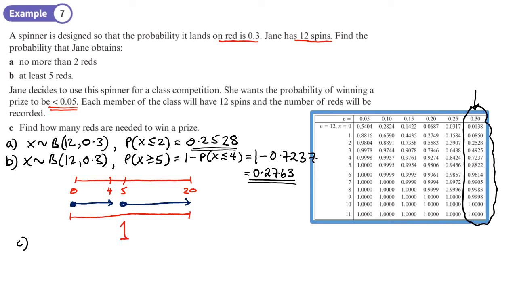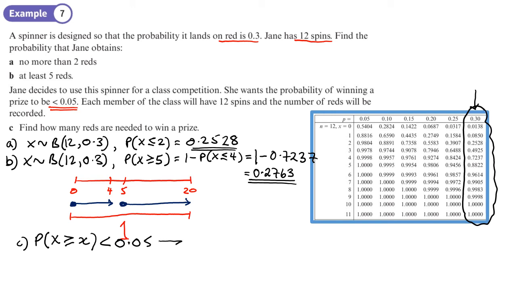Now, what does this mean? She wants the probability of the prize to be less than 0.05. So it's almost like, what's the minimum number of reds she needs for a person to win a prize? So X is the number of reds that's needed to win a prize, and that probability needs to be less than 0.05.